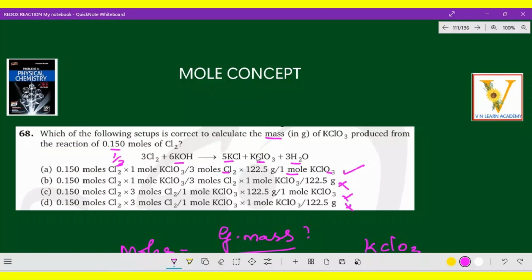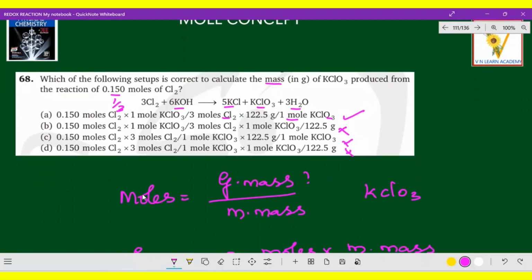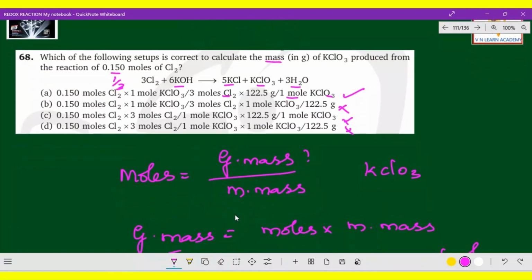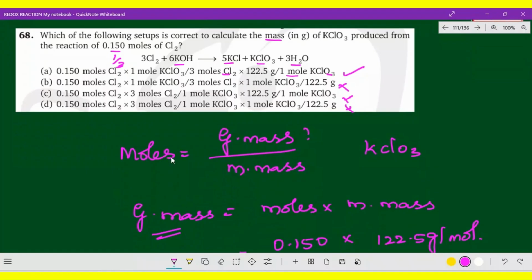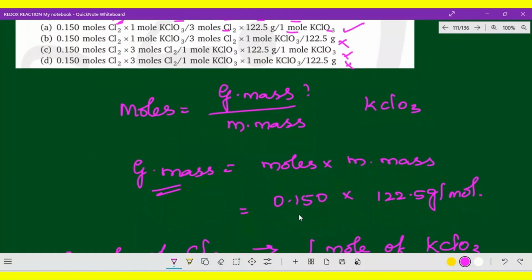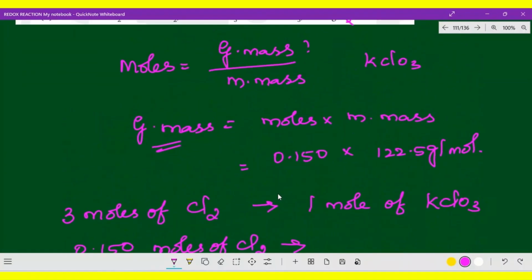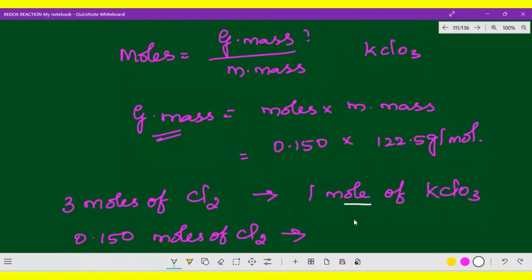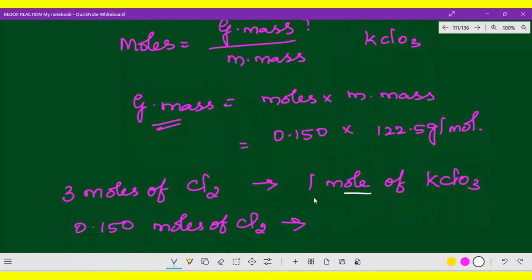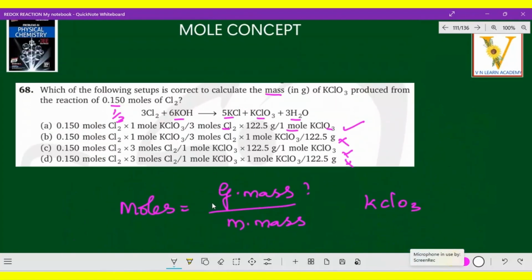Actually, how do we identify? This is the format we can use: moles equal to given mass by molecular mass. Now given mass, if they are asking, is moles into molecular mass. In that way we can identify. Hope you are getting it. And the same point they are mentioning: 3 moles of chlorine can produce 1 mole of KClO3, therefore 0.150 moles of chlorine, how much? That's all, right? I hope you got the clarity. Come on, let's go to the next question. So which is the correct option? The first is the correct option.